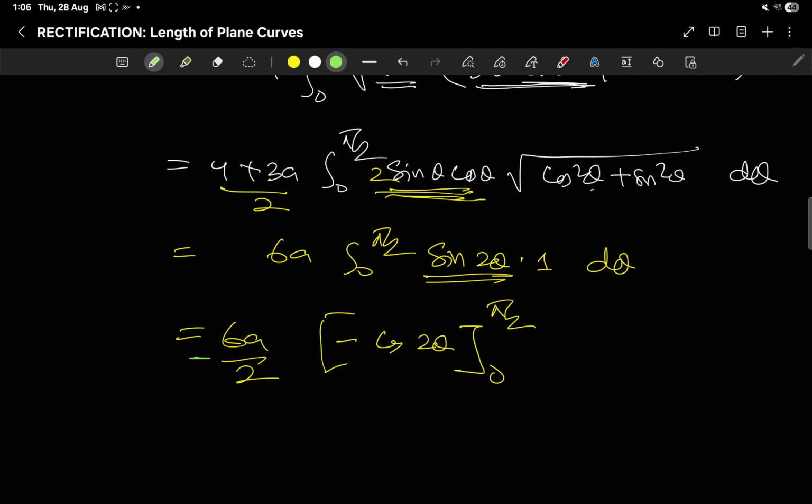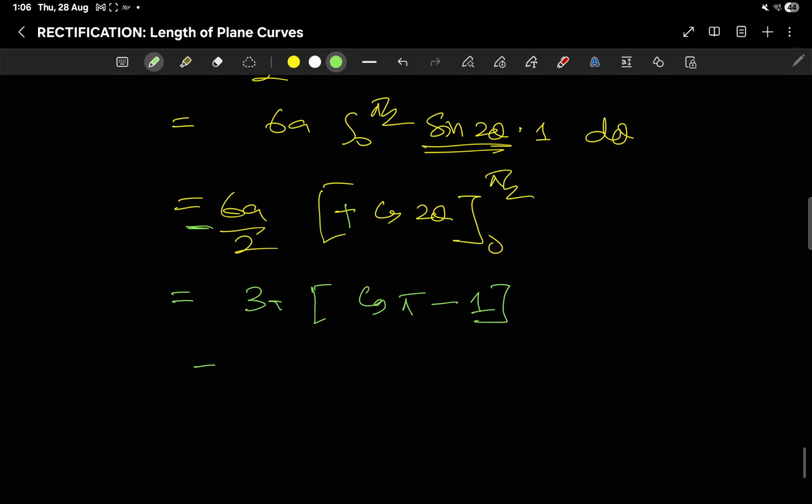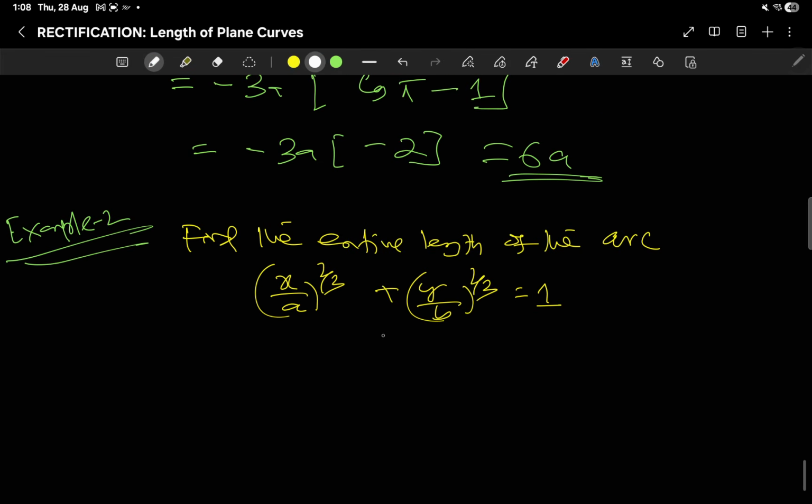So taking the minus outside here, it is 3a and it is cos π minus cos 0. Cos π is −1. So this is equal to −3a into −2. So this is 6a, right? This is 6a.